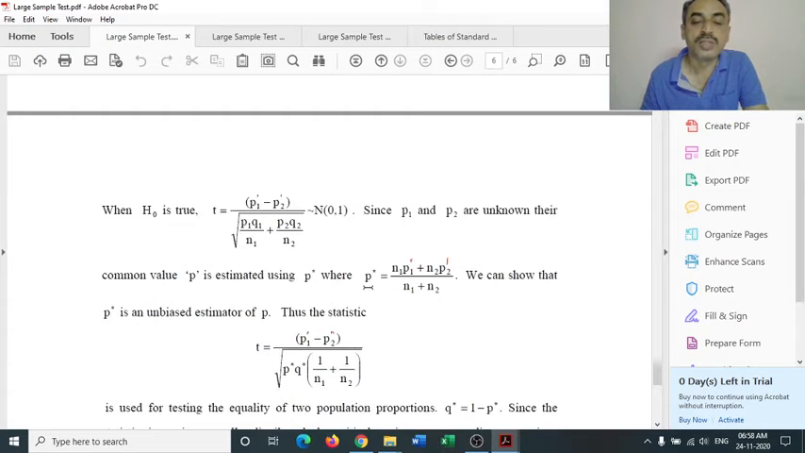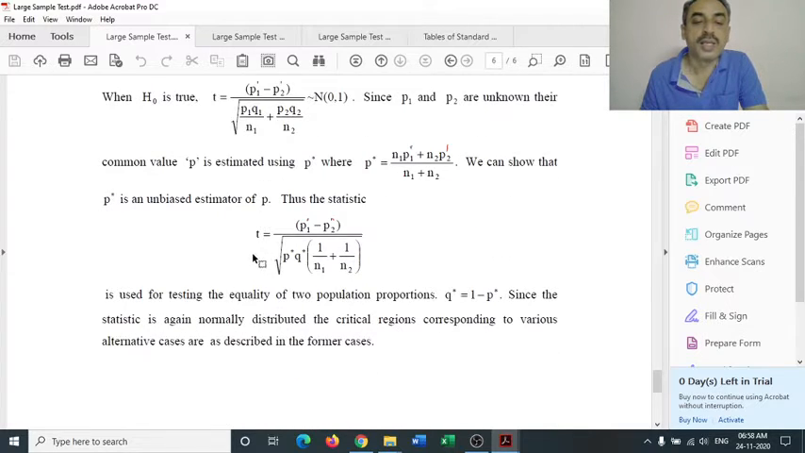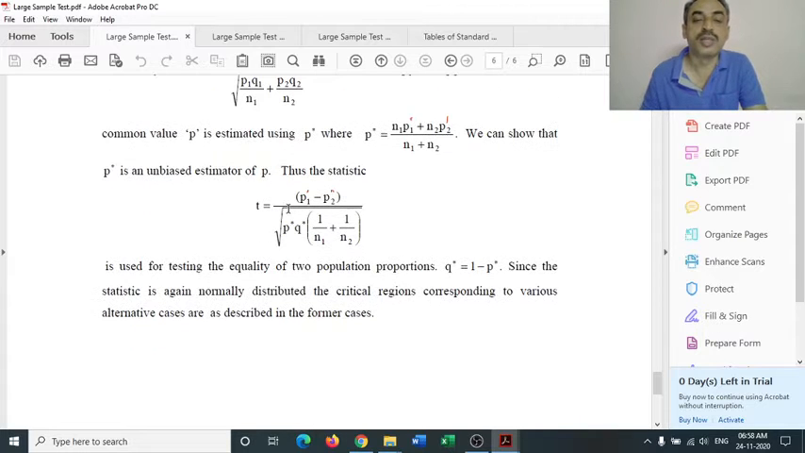Here we have one constant p star. That p star is to be estimated using this equation. So finally, the statistic used to test equality of two population proportions is p1 dash minus p2 dash divided by root of p star q star into 1 by n1 plus 1 by n2, where q star is 1 minus p star, and p star is determined using this equation.